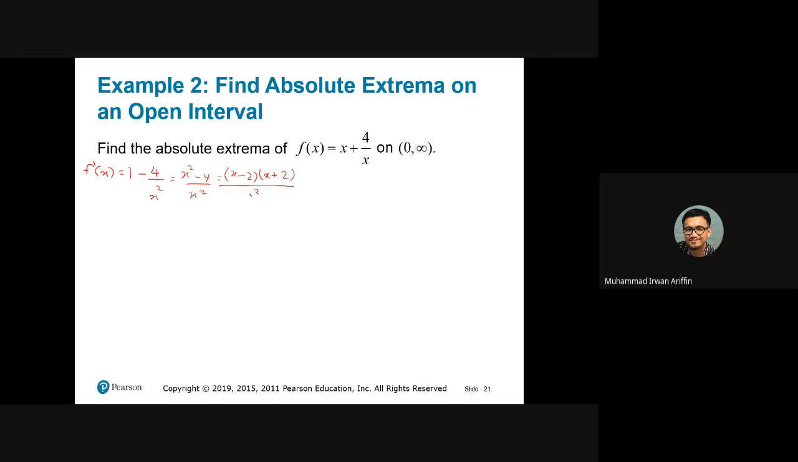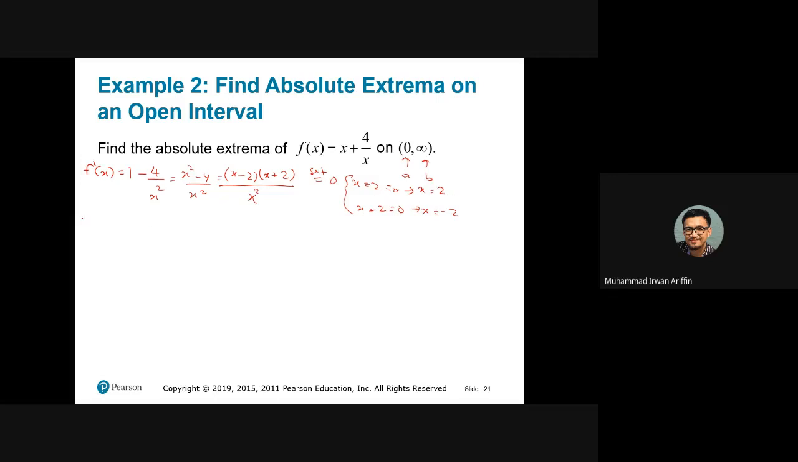So what are the critical numbers here? Take note, this would be A and this would be B, but B is not a real number. So when we set this equal to 0, x minus 2 equals 0 and x plus 2 equals 0. In this case, we have x equals 2, and in this one we have x equals negative 2. So these are the critical numbers.